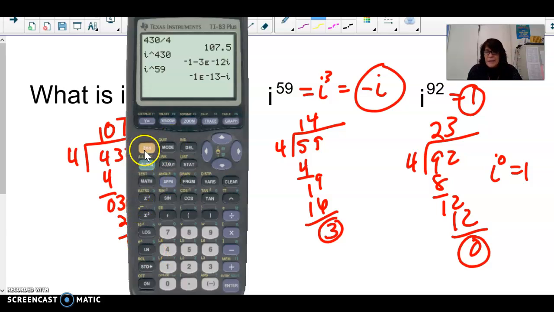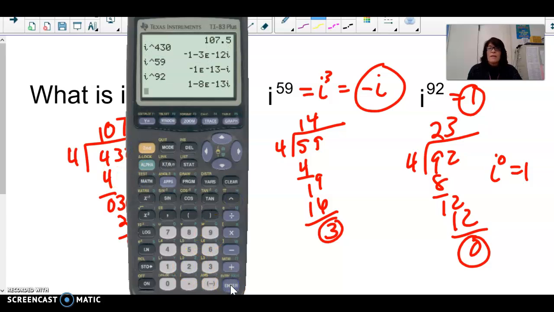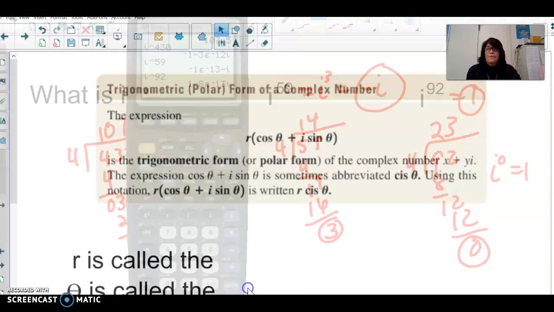i to the 92nd. I did want to show it to you, though. If you can recognize that that's 0, then you're in good shape. That gave me 1 minus 0i, but that's 1. All righty. That's it. Good luck. Let's move forward to 8-2.